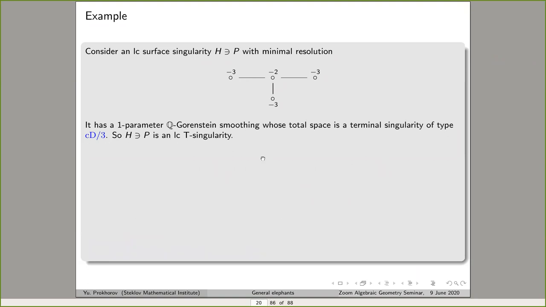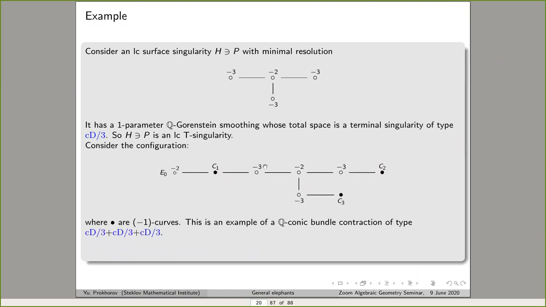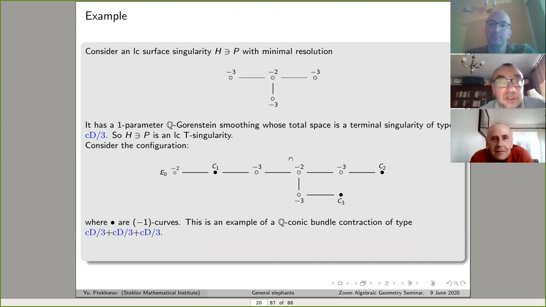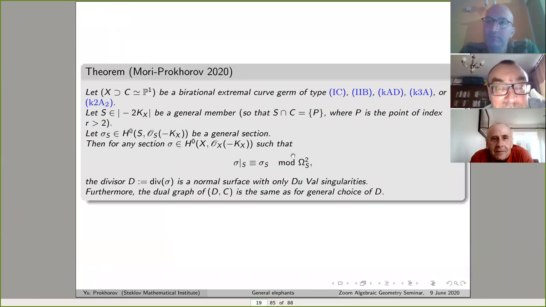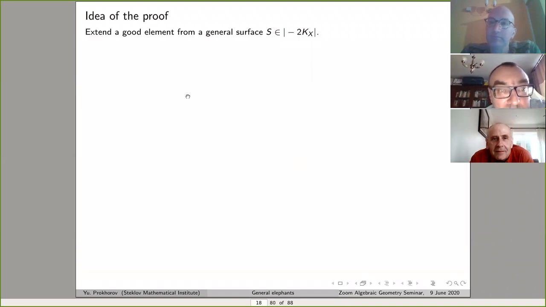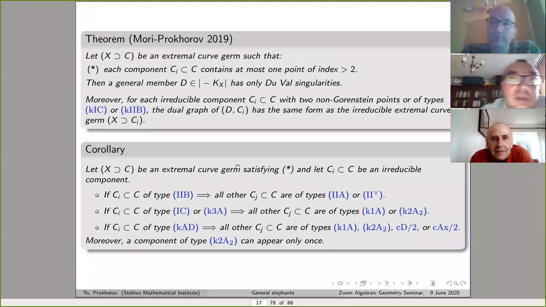Basically, this gives us at least one example of the situation I considered above. Moreover, using this principle, this is not done yet, but in principle, using this description, we can construct a general Hapland section and show that more or less each contraction, at least in the cD/3 case, can be reduced to something like that example.